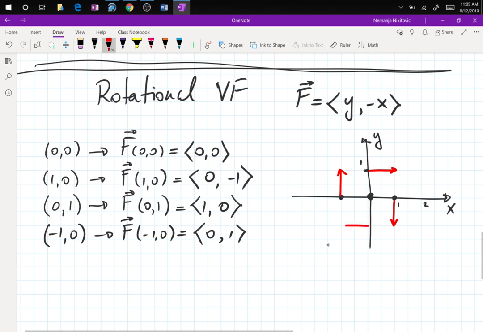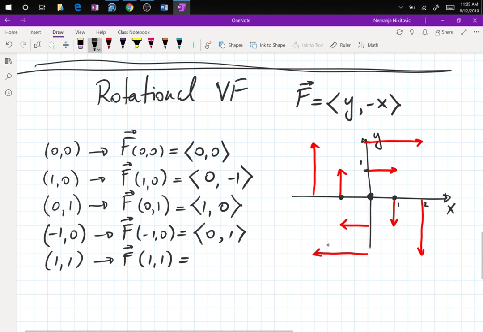And then if you continue the pattern, it will go like this. And then at 2 it would be larger, like this. And as you can see, it has the spin to it. Now if you go and calculate at any point on a diagonal, let's say you want to calculate at 1, 1, f at 1, 1 would be 1, negative 1.